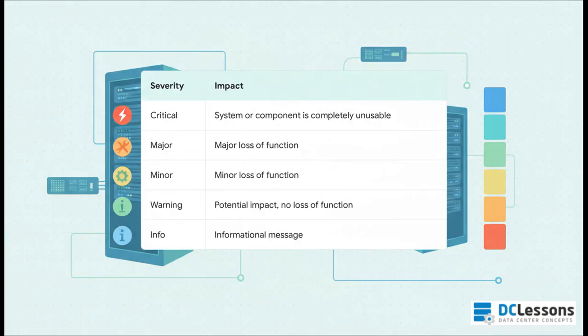To help you figure out what to fix first, every single fault is categorized by severity. It ranges all the way from a simple info message up to critical. And critical means a system or a component is completely out of commission. A critical fault on a line card, for example, is going to have a way bigger impact on that health score than some minor warning about a config mismatch.